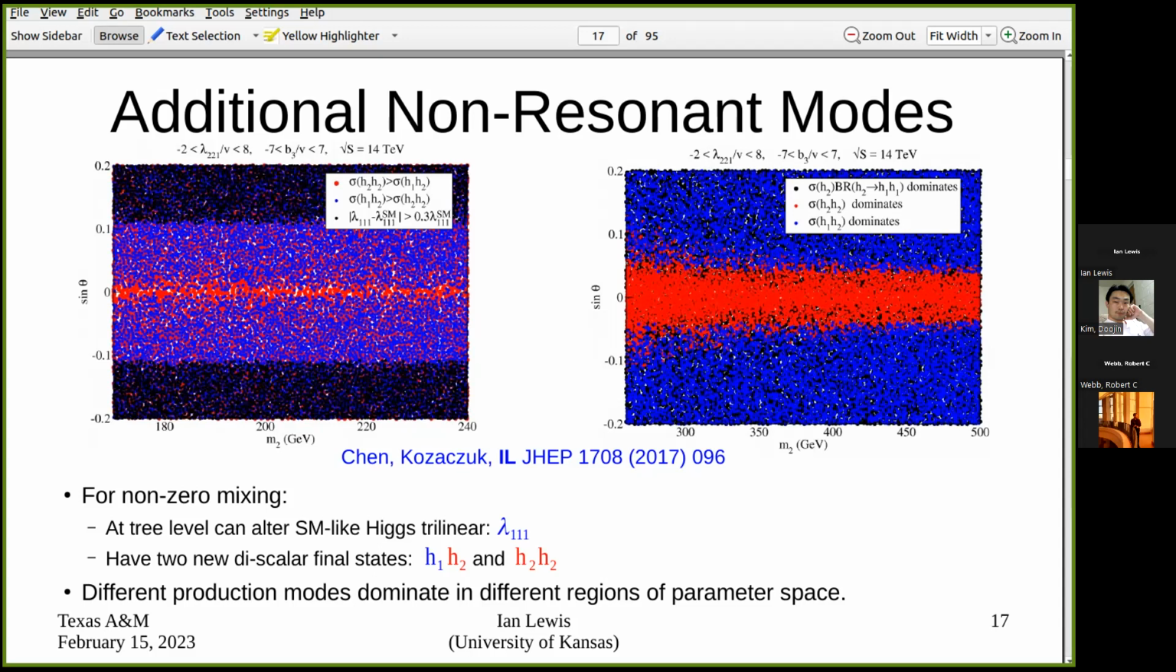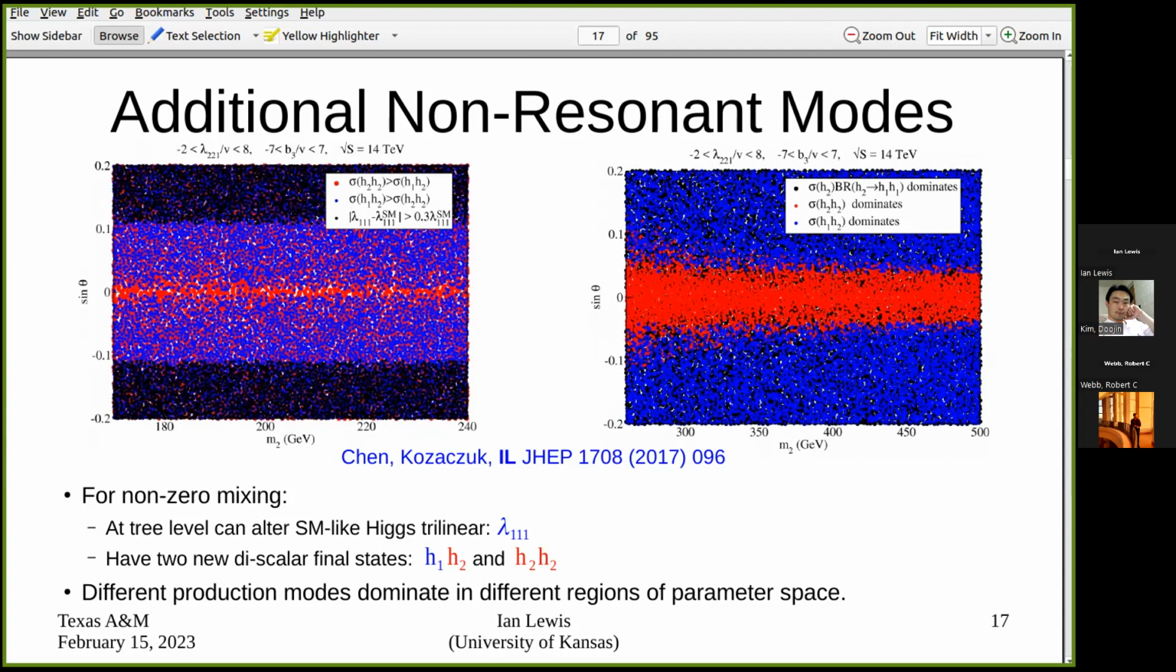Especially in the very small theta region, which is what I was talking about. And the blue dots are when my standard model plus new scalar dominates my two new scalar. That maps out a lot of this region too. And if I have my mixing angle a little bit larger, it tells me a lot of information.